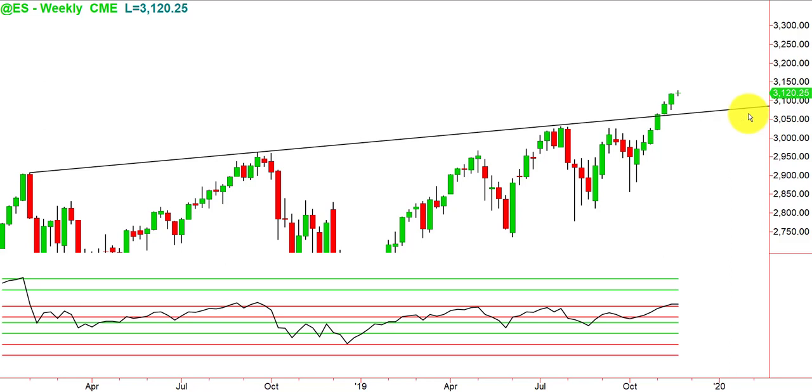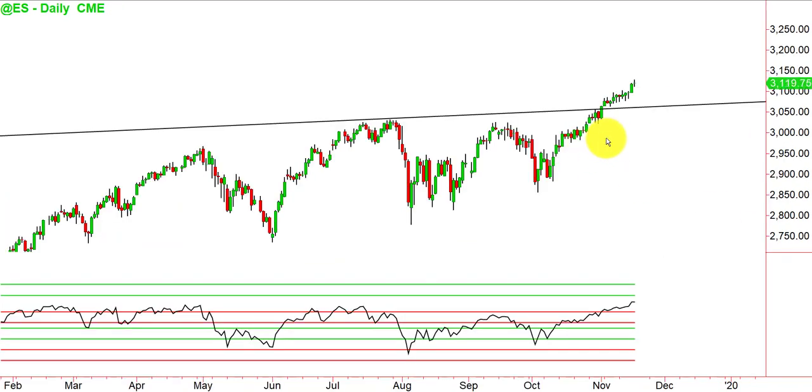Let's take a look at the daily chart to see how this trend line and the price action is playing out. So here's the daily chart, again, the continuous contract ES chart. And here's that same trend line now represented on the daily chart. So here's the potential price floor to keep an eye on.